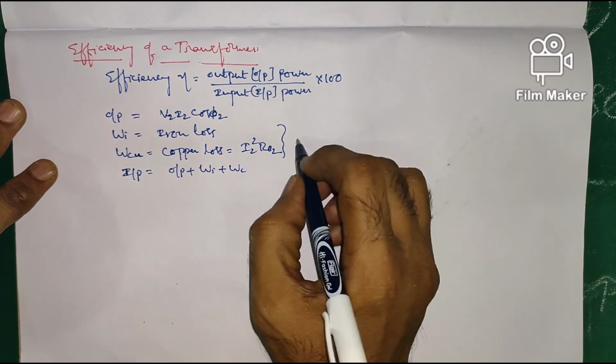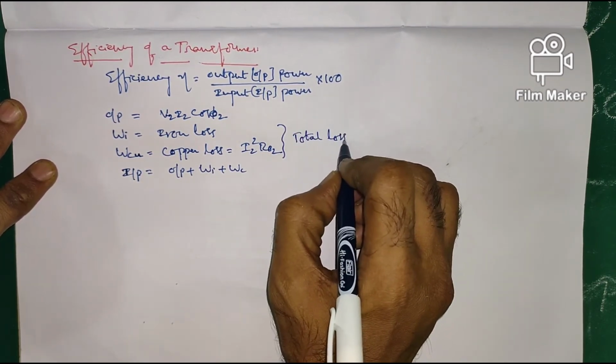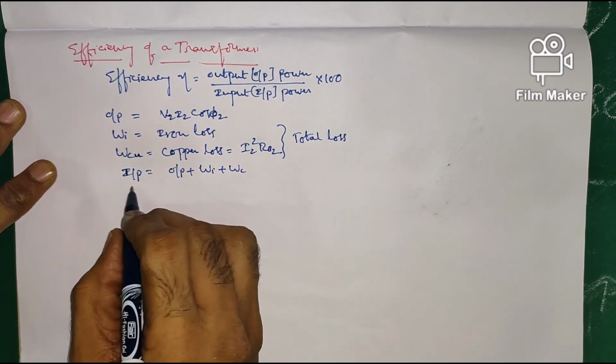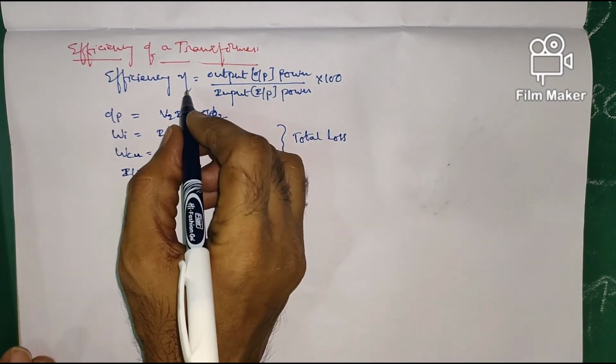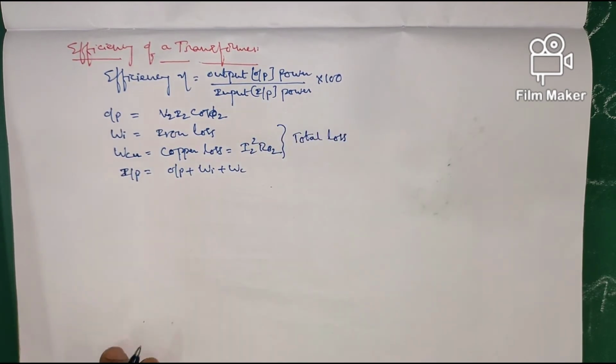These two constitute the total losses, and once we know the value of input, you can find out the efficiency using the formula output power by input power into 100. Here we can also derive one condition for getting the maximum efficiency. Let me do that.